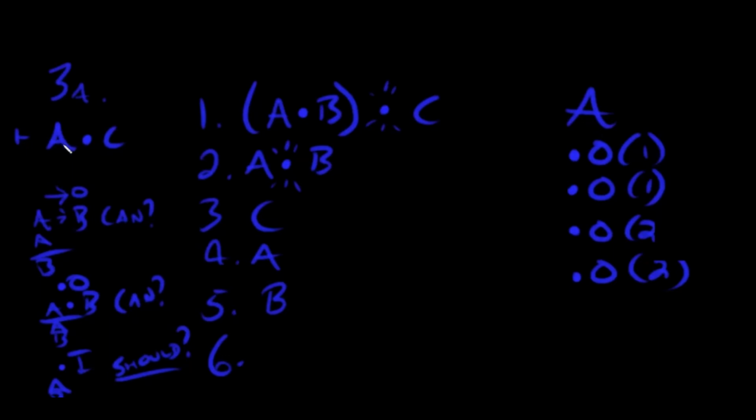So let's look: do we have this piece by itself somewhere? Yep, line 4. Do we have this piece by itself somewhere? Yep, line 3. So guess what? All we've got to do is put those 2 pieces together and we'll have exactly what we're searching for. So check it out. A dot C.